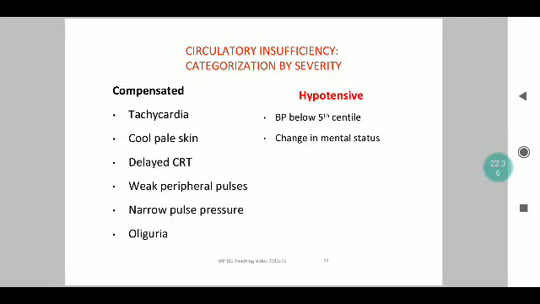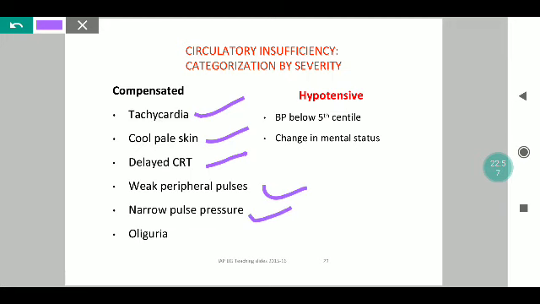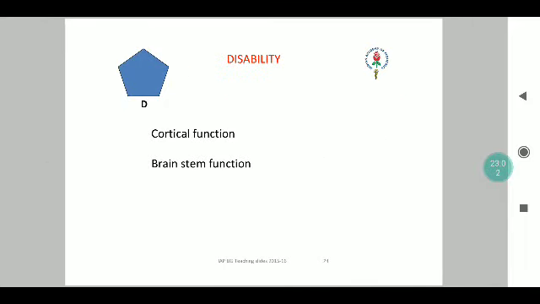Now, when we talk about circulatory insufficiency, when I say hypotensive shock, like I mentioned, it is blood pressure less than the 5th centile with a change in the mental status. But compensated shock can be considered in conditions where there is tachycardia, cold pale skin, delayed capillary refill time, weak peripheral pulses, low pulse pressure and oliguria. All of these are signs which are suggestive of compensated shock.